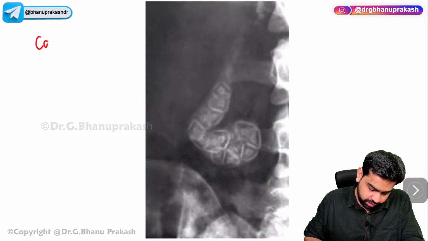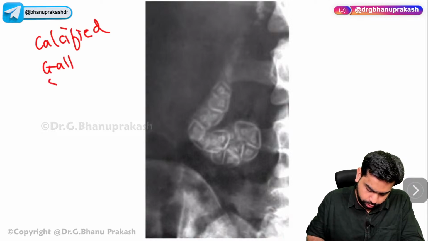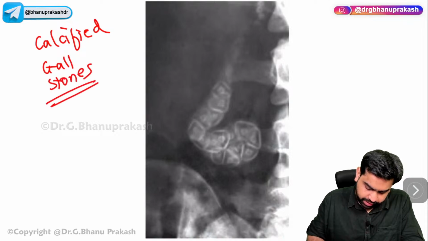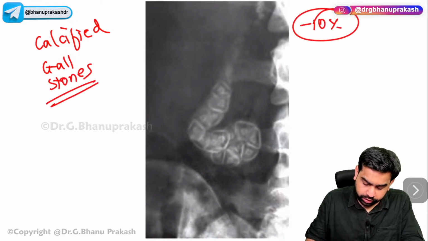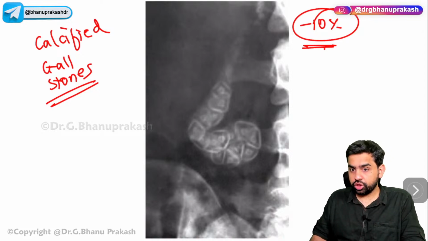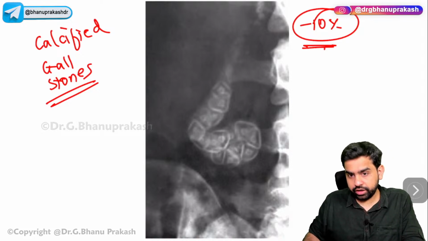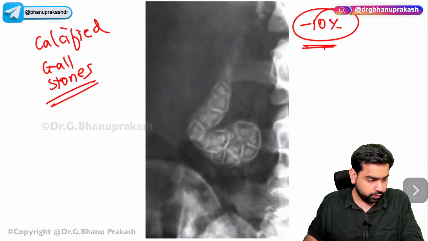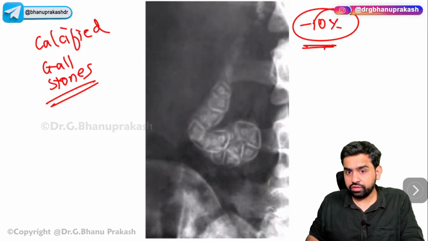Okay, what is this? This is basically calcified gallstones, and these are present in only 10% of the patients. Only in 10% of the patients do you find calcified gallstones. I hope you have understood this particular point, guys, right?